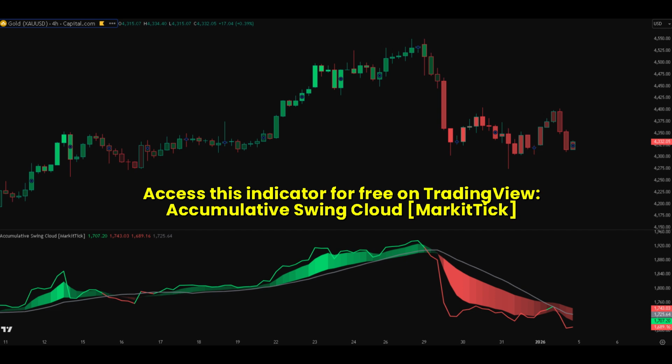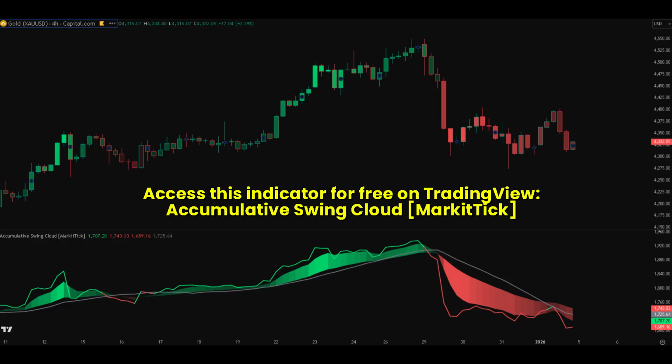This allows traders to not only see the trend direction, bullish or bearish, but also gauge the volatility and strength of the move based on the expansion or contraction of the cloud's width. Additionally, this version introduces an optional volume integration feature, allowing the swing index calculations to be weighted by relative volume, giving more significance to moves backed by high market participation.